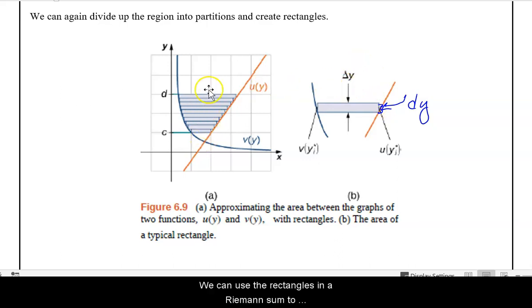We can use the rectangles in a Riemann sum to approximate the area of this region. By taking the limit as the number of rectangles goes to infinity, or as the delta y goes to 0, or the differential gets incredibly small, we can get the precise area of that region.